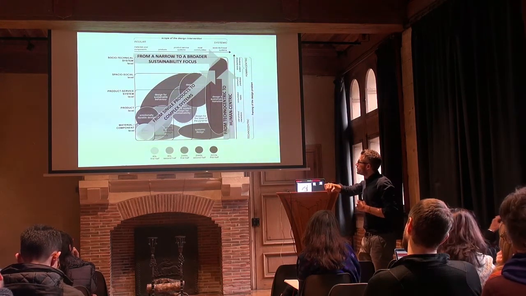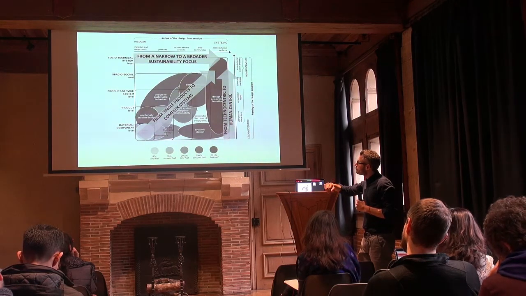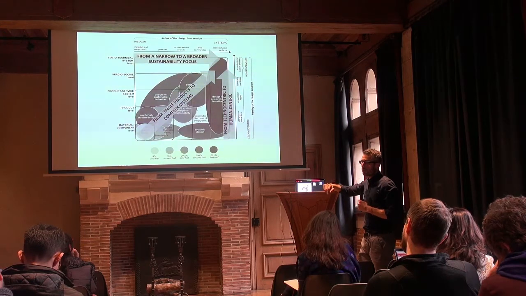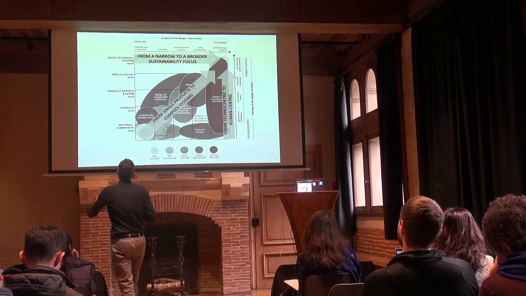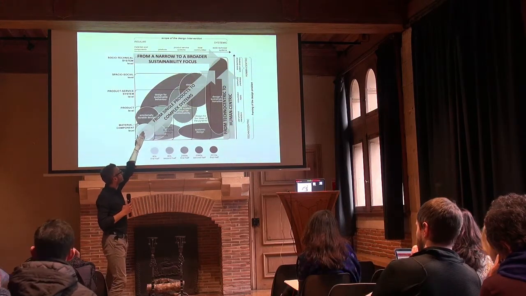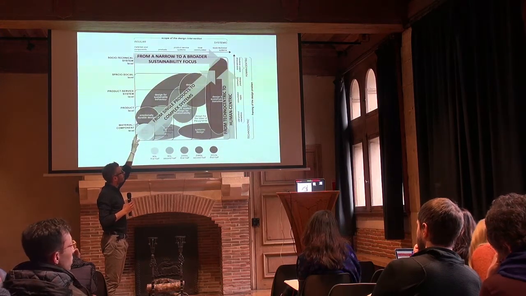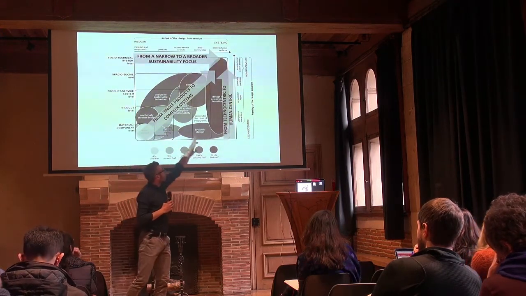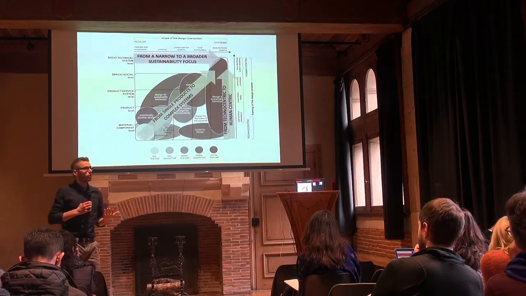And then we can also see that there has been a shift from a narrow to a broader sustainability focus. Initially, the way in which we tried to address sustainability was mainly focusing on environmental aspects. Green design and eco-design are perfect examples of that. But the more we move to the right, the more the social aspects of sustainability become important.